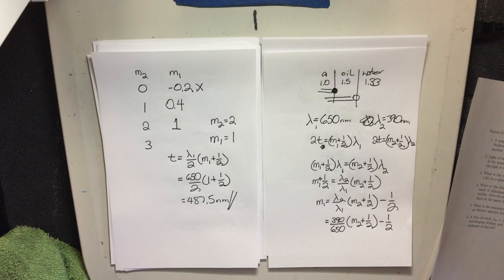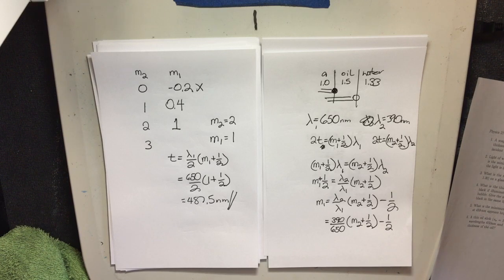What I did is I defined lambda 1 and said lambda 1 is 650. Then I said lambda 2 is 390, which means the 650 has an M1 associated with it, and lambda 2 has an M2 associated with it. Now, possible solutions are 0, 1, 2, and 7.